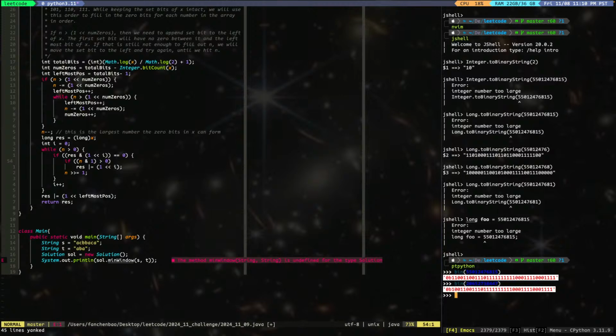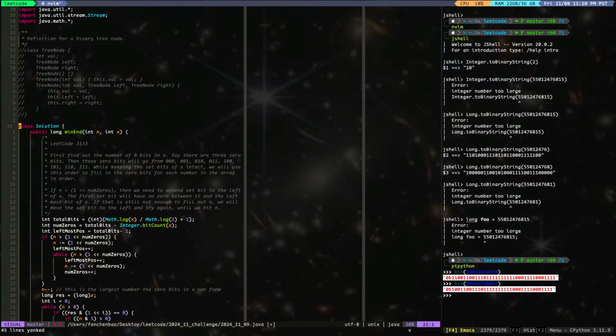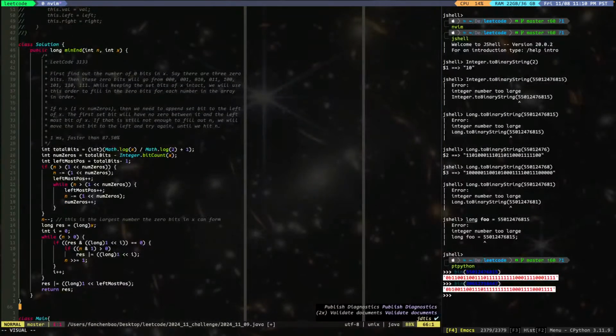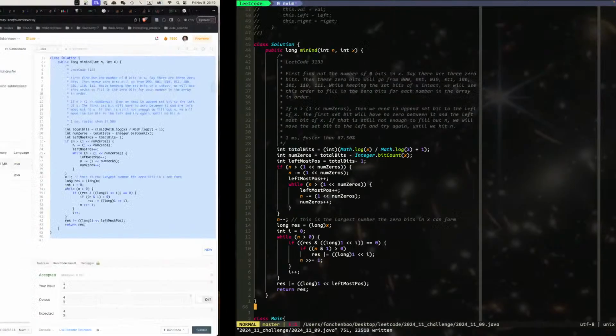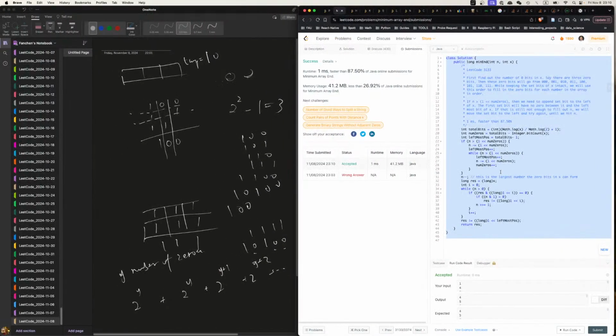My goodness. Sometimes I think it's the JShell issue. I'm not 100% sure, but well, we got it. Just using these strongly typed languages, this is the thing that will happen. I mean, you got the algorithm right, but at the end, I forgot where I should put long. Python is so much easier to do this. I think it's pretty good.